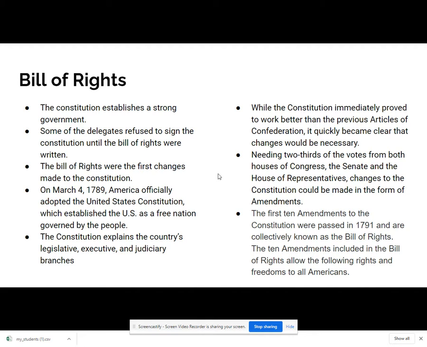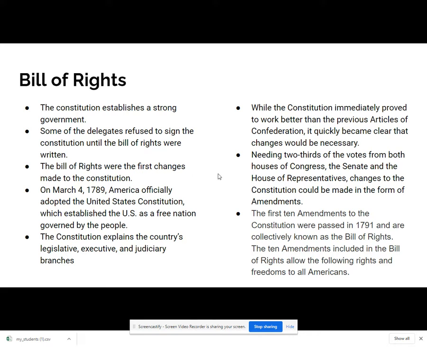fair. While the Constitution immediately proved to work better than the previous Articles of Confederation, it quickly became clear that some changes needed to be made to tweak it, just to make things a little bit better. So kind of like our pandemic that we're experiencing right now, we just keep tweaking things to make sure that everybody is staying safe. Needing 2/3 of the votes from both houses of Congress, the Senate and the House of Representatives, changes the Constitution, they can amend it then.